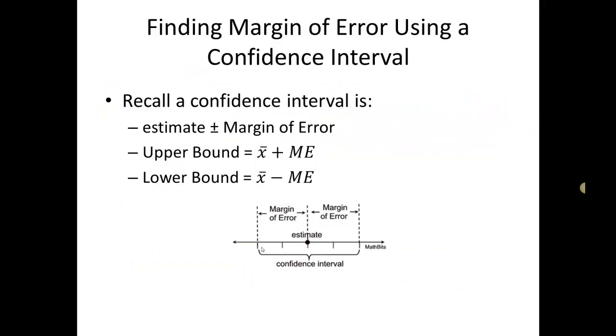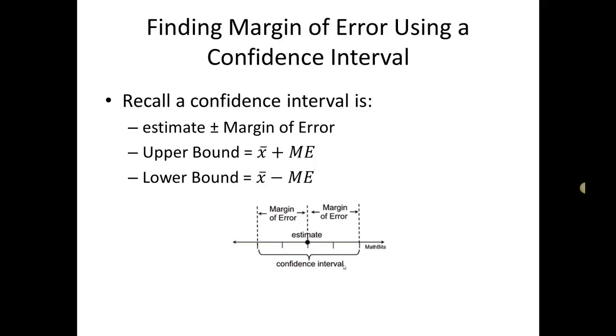All right, one other tricky thing that sometimes students run across in this chapter is when they ask you for the margin of error, and the only thing that you have is a confidence interval. To solve these kinds of problems, recall that a confidence interval is just an estimate plus or minus a margin of error. In this chapter, that's x bar plus or minus a margin of error. That means your upper bound is x bar plus the margin of error, and the lower bound is x bar minus the margin of error. And here's a nice picture of what that looks like on a number line.